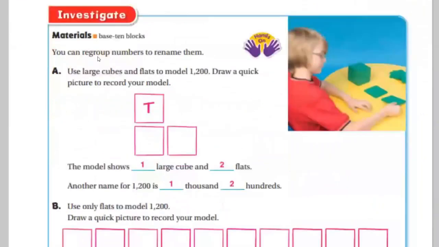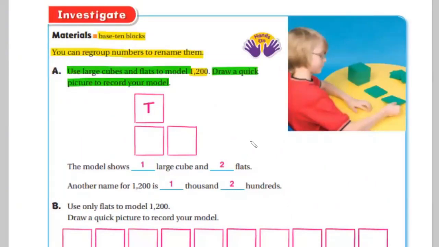Okay, firstly you are going to use in this lesson base 10 blocks. You can regroup numbers to rename them. We're going to use large cubes and flats to model this number, 1200. Draw a quick picture to record your model. How can we rename number using base 10 blocks?